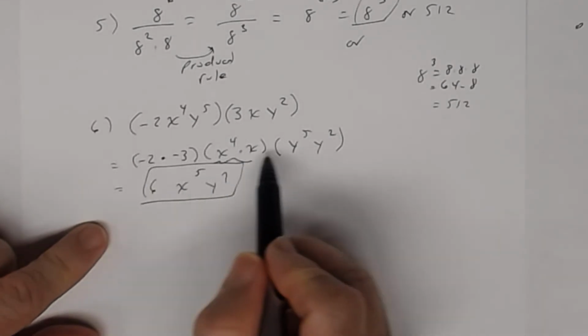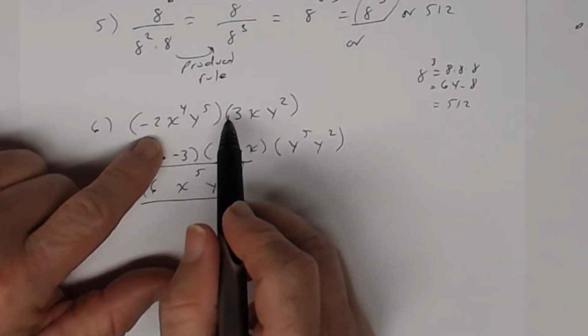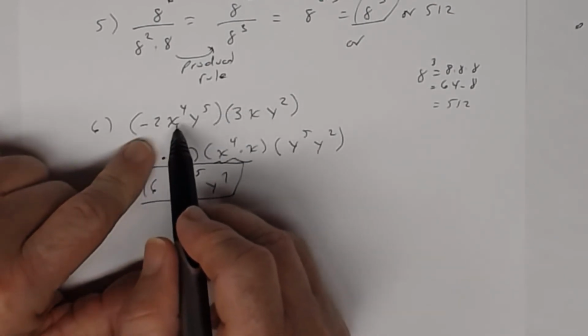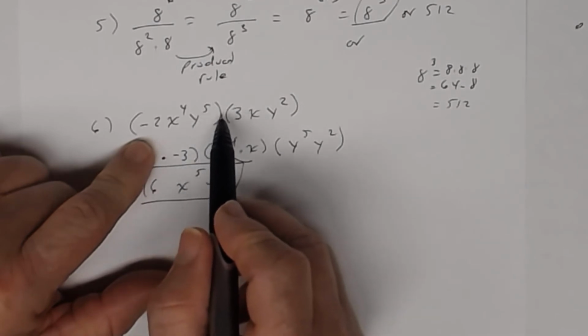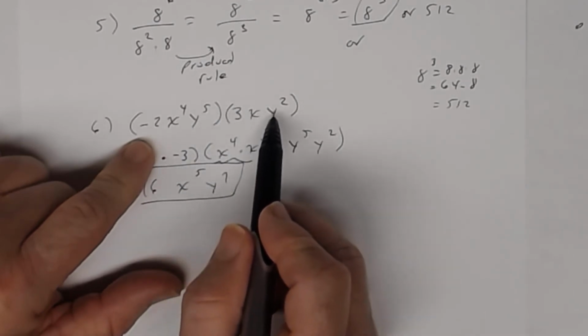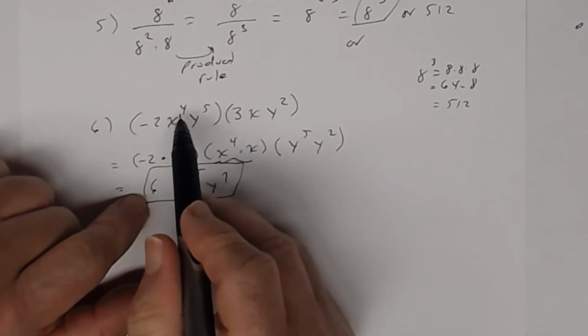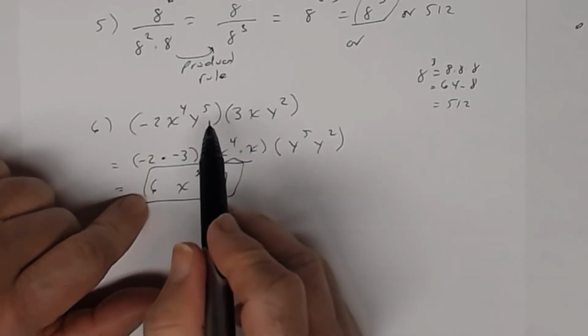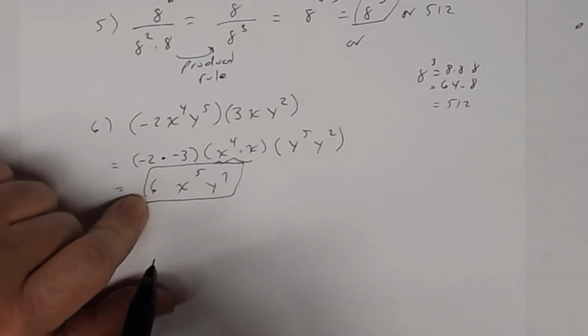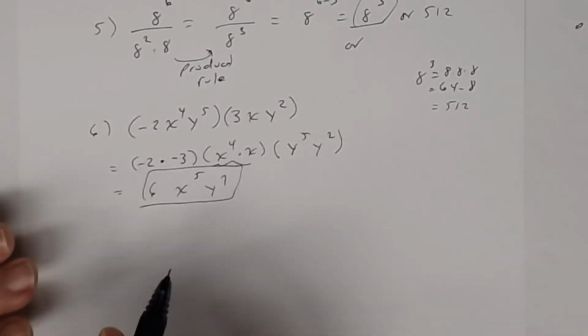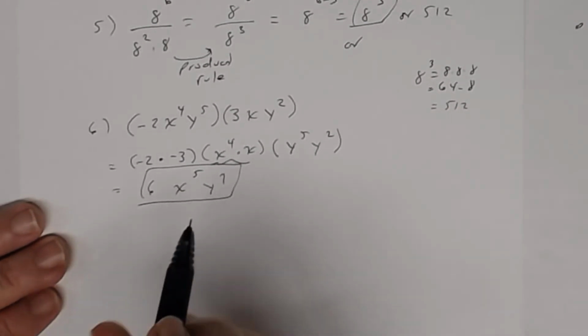But most students skip this step. Most students just look at this since this is all product. Remember when you read it, I read it as negative 2 times x to the 4th times y to the 5th times 3 times x times y squared. So negative 2 times 3, positive 6. X to the 4th times x to the 5th. Y to the 5th times y squared, y to the 7th. So most students go from here to here without actually writing this down. Okay, so that's number 6.